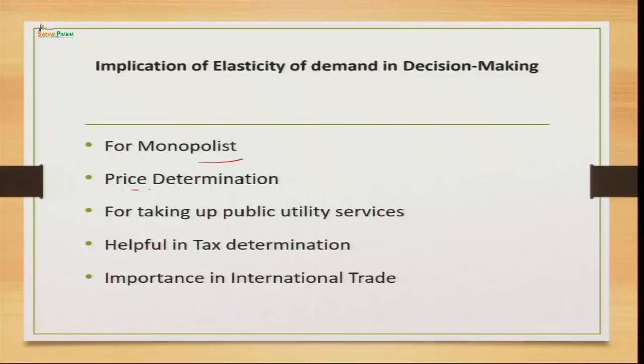Then second is price determination. Yes, of course, not only for the monopolist, but for the other market structures also, we have to determine the prices. So, how are we going to determine the prices of our commodity? What factors affect the demand of the commodity? And as we all know, price is a very important factor. So, how is our product being affected by the price, right? Whether the product is of elastic nature or inelastic nature, how are we going to determine the prices of those commodities? There, this price elasticity concept is very helpful.